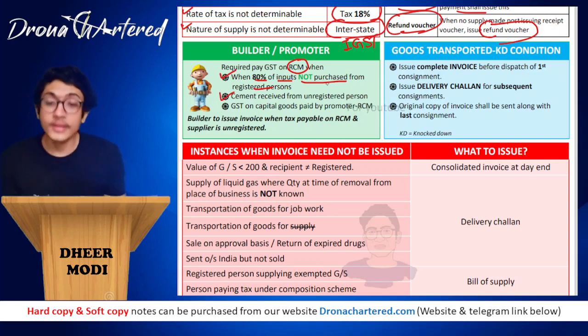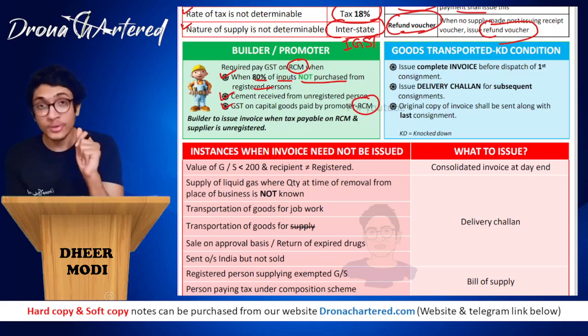If any cement is received from an unregistered person, again it is on RCM basis. Next is GST on capital goods paid by the promoter. GST on capital goods which have been paid by the promoter will also be done on RCM basis. Promoter is basically the builder, or the person who puts in the money.